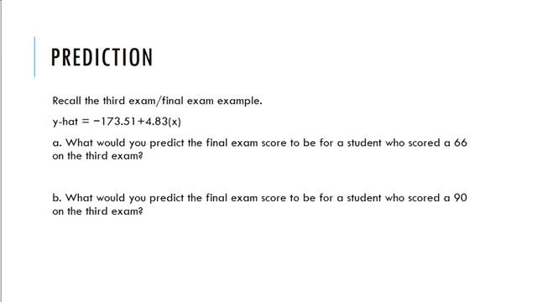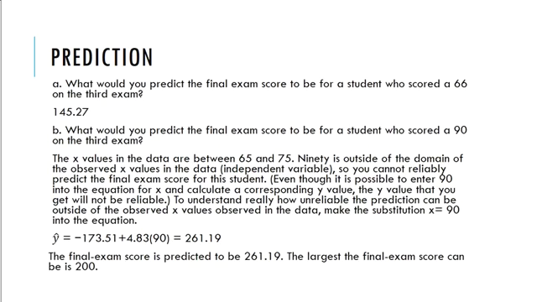So if you recall the equation again, what would you predict the final exam score to be for a student who scored a 66 on the third exam, or for a student who scored a 90 on the third exam? Go ahead and pause the video and try these out. Okay, for the 66, you would just plug it in and get 145.27. All right, for the 90, it was kind of a trick.